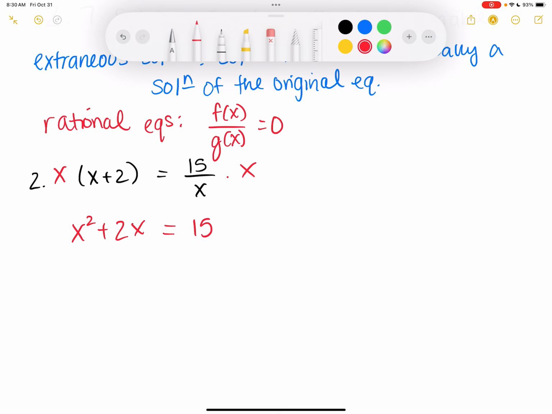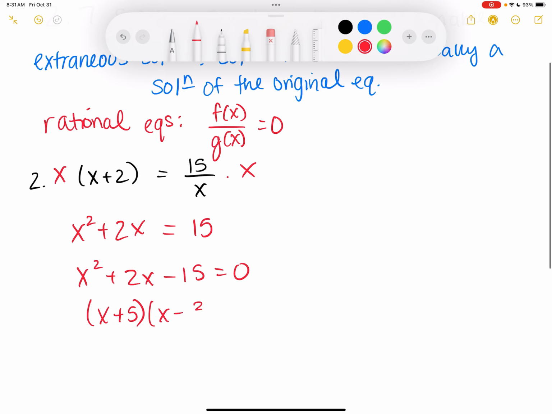Subtract the 15, so x squared plus 2x minus 15 equals 0. So that's where the equal 0 part from up here comes into play. And then I just need to see if I can factor this. I'll give you a hint: not with this problem, but in general, if you can't, you're going to have to use the quadratic formula to solve these. What does this factor into? Yep, x plus 5 and x minus 3.